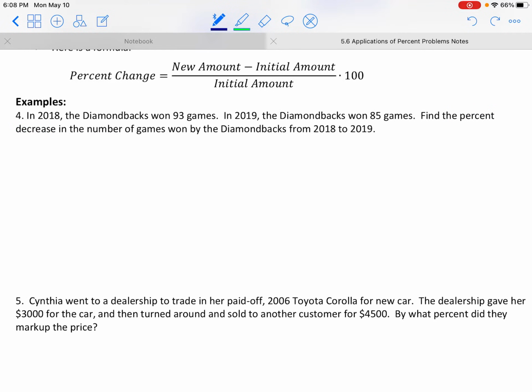So we want the new amount of wins, that's the most recent. So the new amount of wins is 85. So it's 85 wins, minus the initial amount. Well, initially, the first amount of wins they had was 93. So 93 wins. And then we divide by that same initial amount, which is 93. That was terrible, sorry, trying to draw a straight line there. 93 wins here.